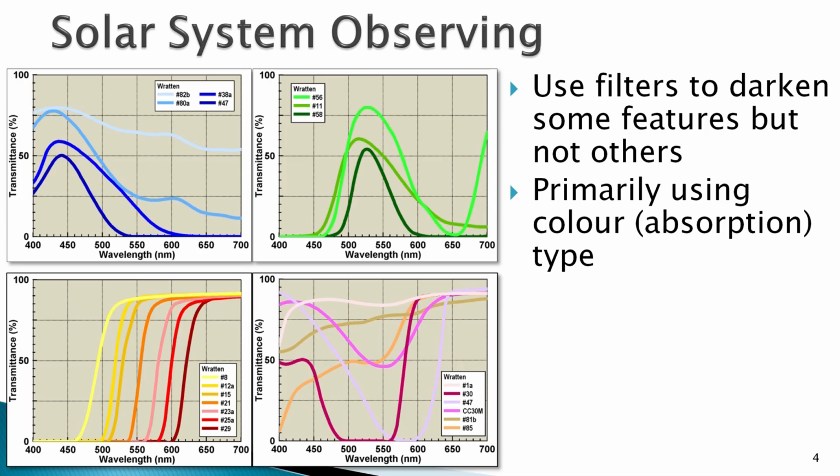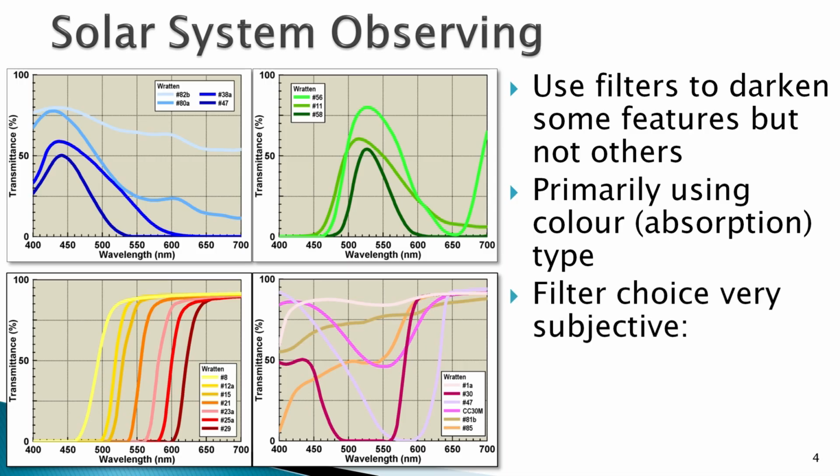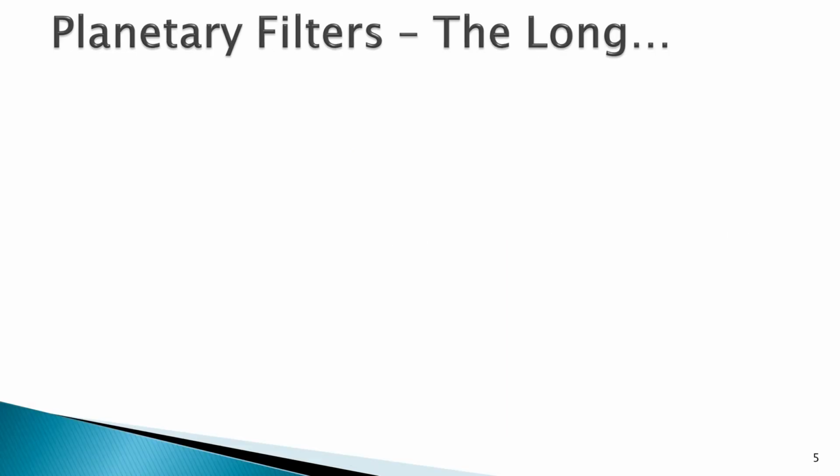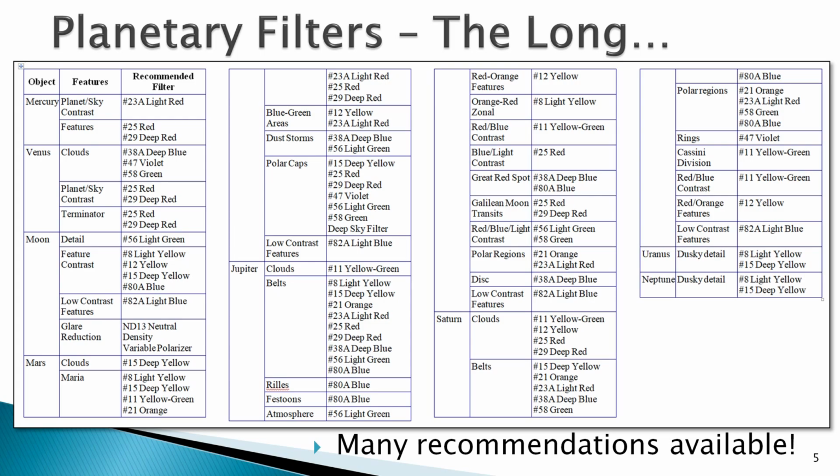Which filters are best to use is unfortunately very subjective. There is a lot of trial and error required, and in the end it comes down to personal preference. If you like, you can read astronomy books or find online resources that will tell you the best filter to use for observing the various features on the planets. The end result will be a list as long as your arm of the filters you simply must have in your kit.